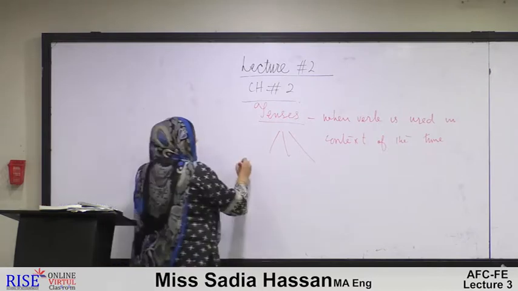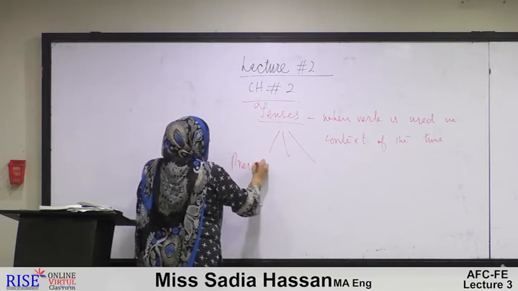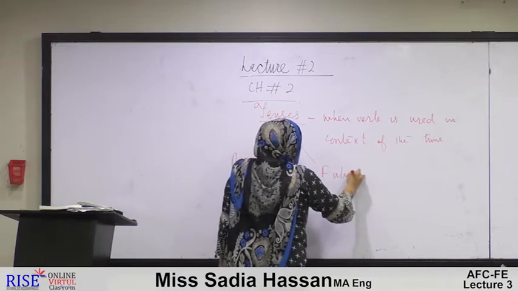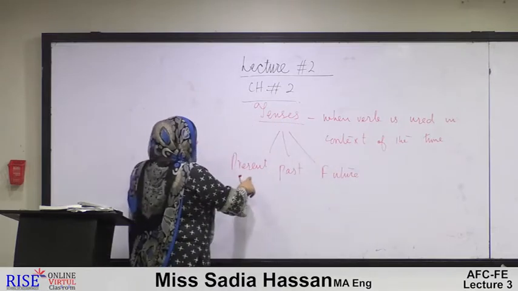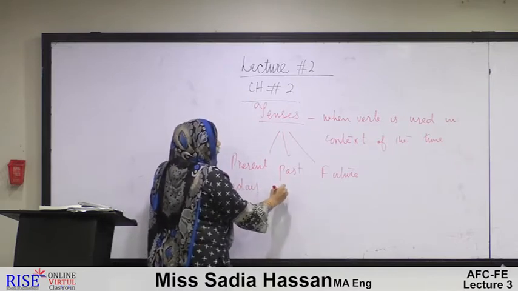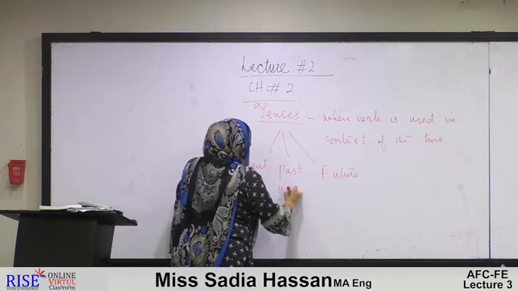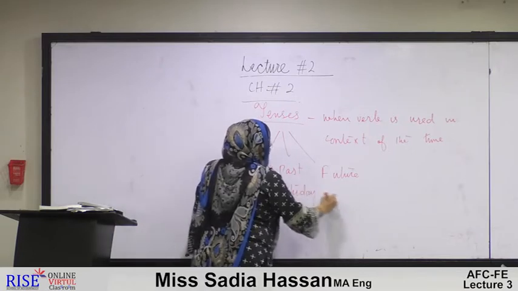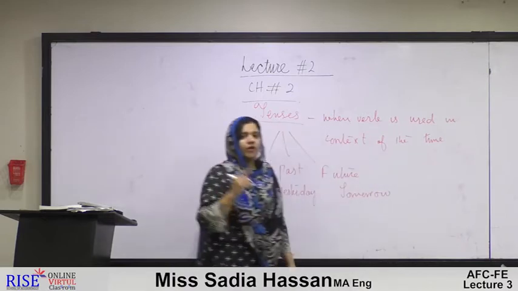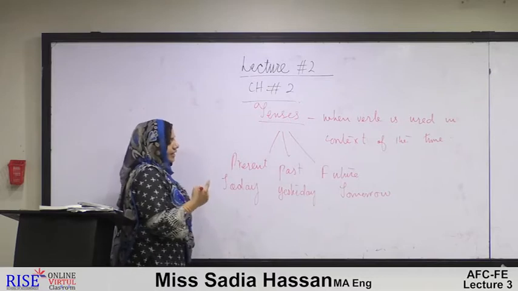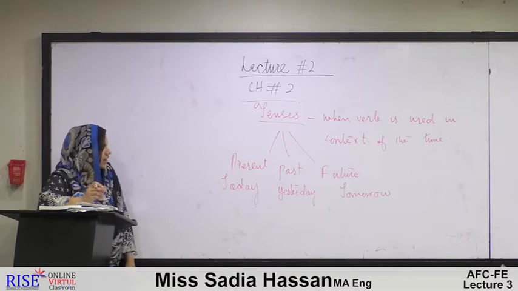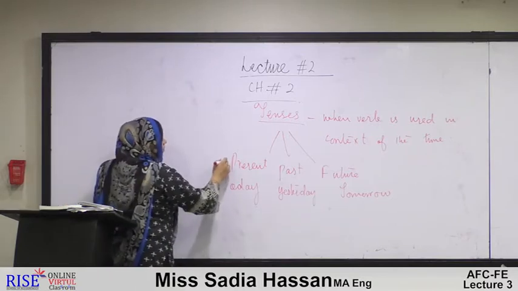There are 3 basic types of tenses. The first 3 are called present, past, and future. By present we mean today, past is called yesterday, and future is called tomorrow. We are going to discuss all the activities of our life in the context of these 3 basic times. Okay?